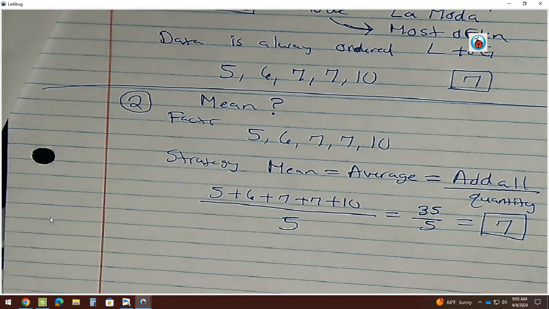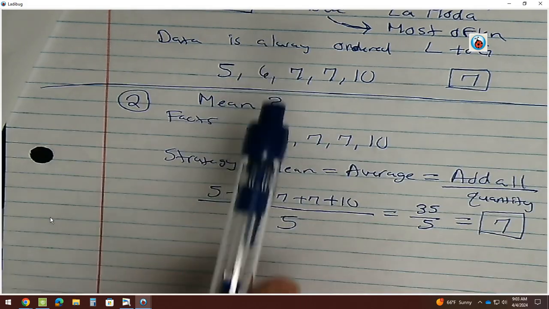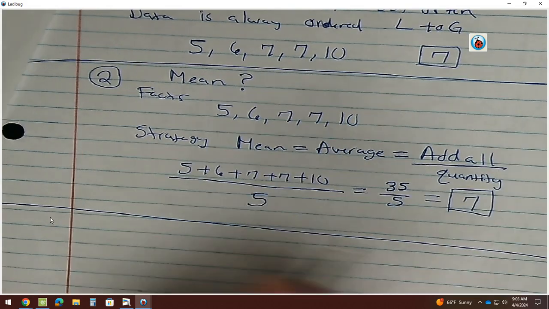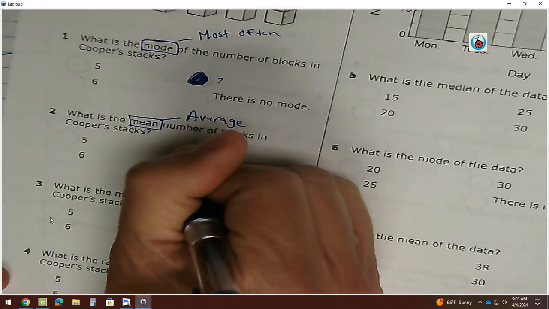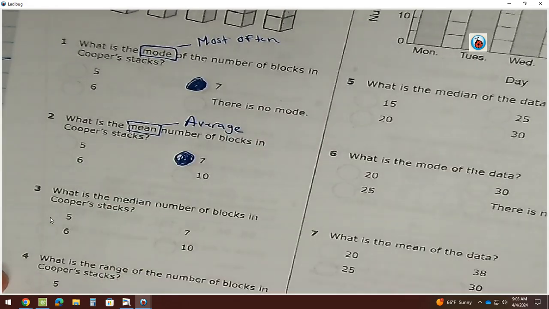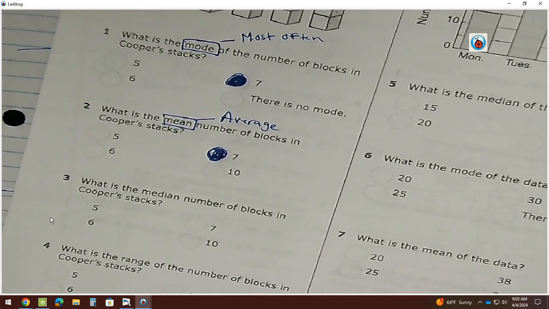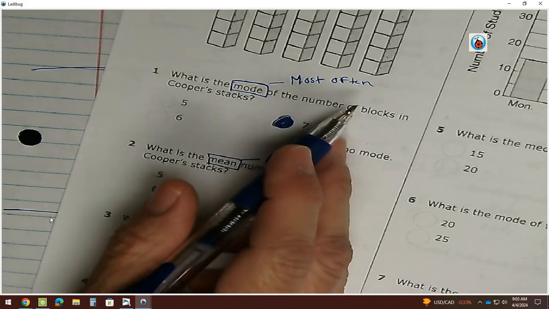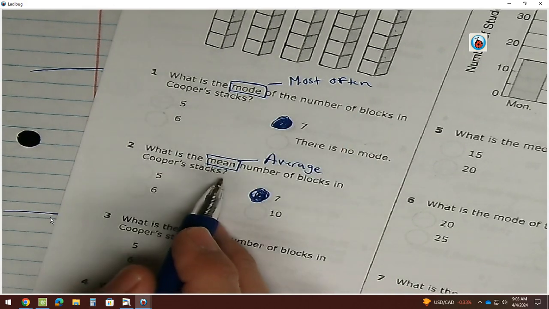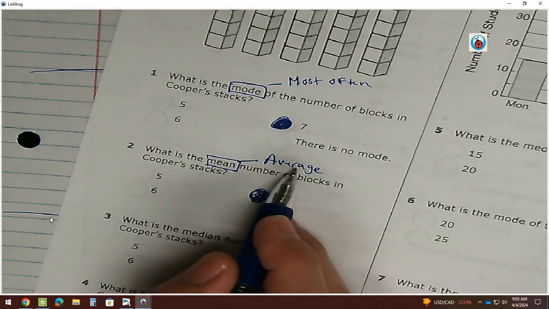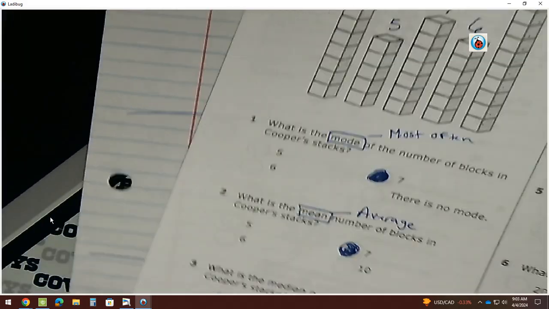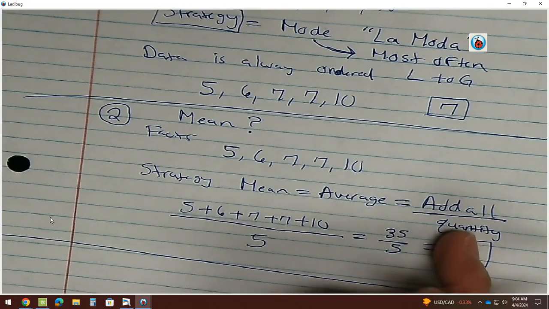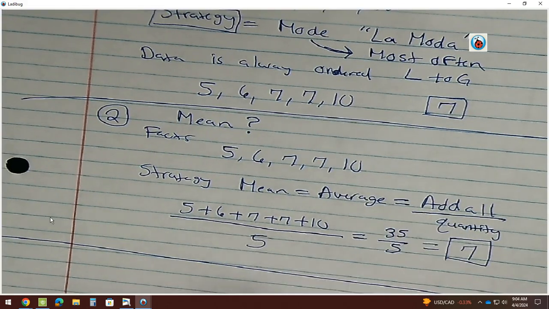Questions with mean. Again, my job is to put everything in order. I can come over here and say, piece of cake, it is 7. Questions? So mode, what's the mode? The one that occurs most often, la moda. Mean, your teacher that gives you your average, okay? And how do I find the averages of things? We add them all up and divide by the quantity, okay?